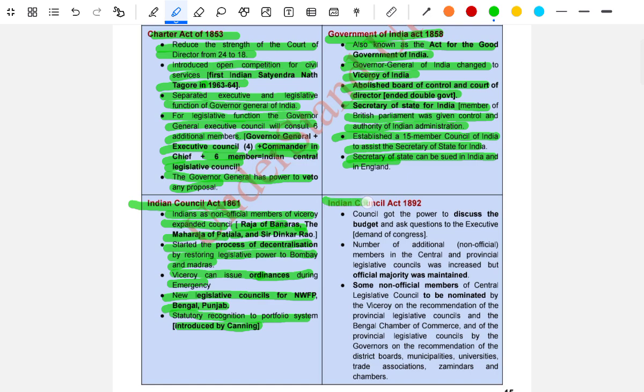The Indian Councils Act 1892. The Council got the power to discuss the budget and ask questions of the executive, a demand of the Congress.